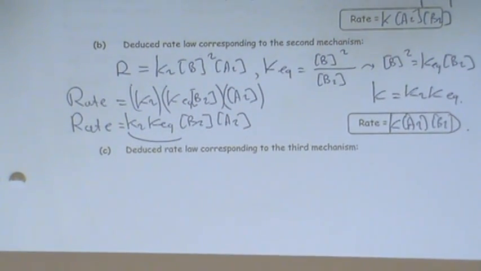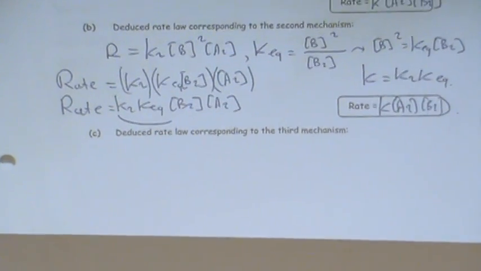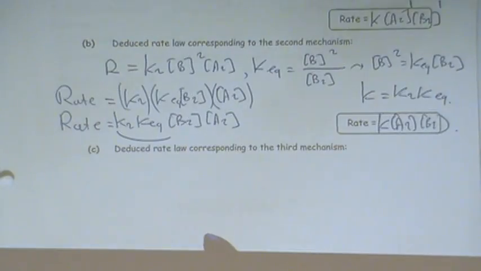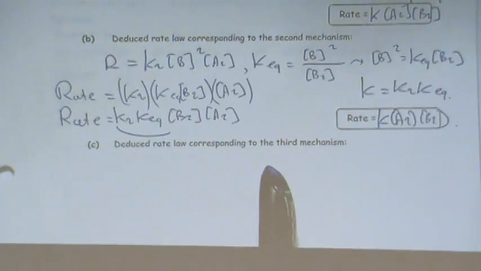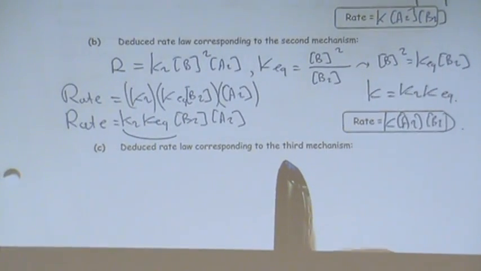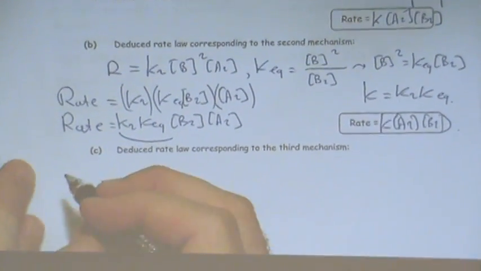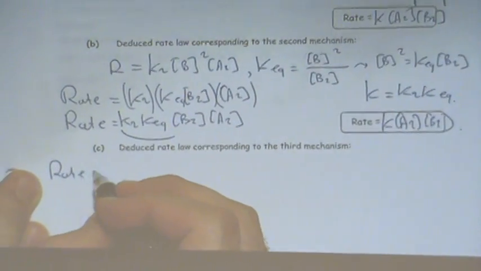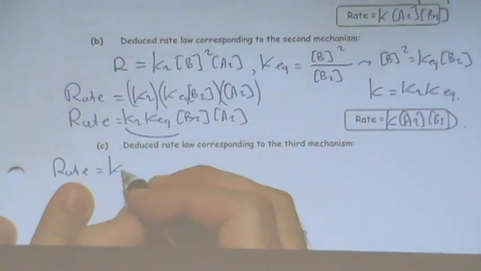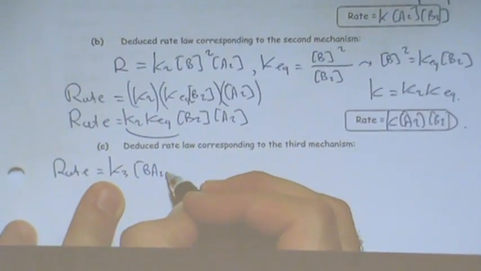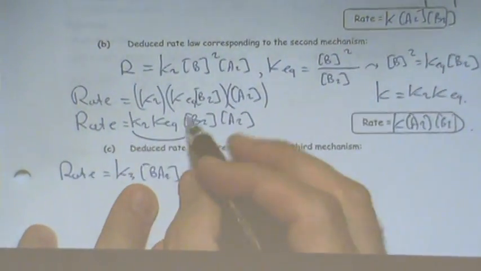If you deduce the rate law for the third mechanism, again, you can go and see we have 3 steps now, right? The slow one is this, yes? So for the third step, which is slow, if you write the rate law, it should be equal to what? Rate should be equal to K3 times the BA2 molecule times B.